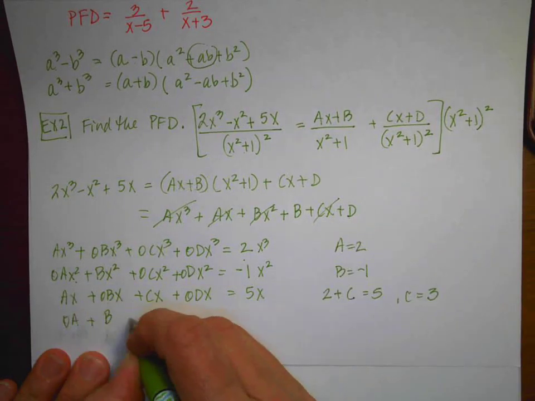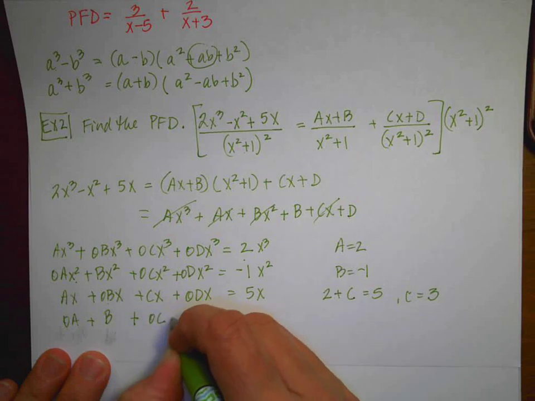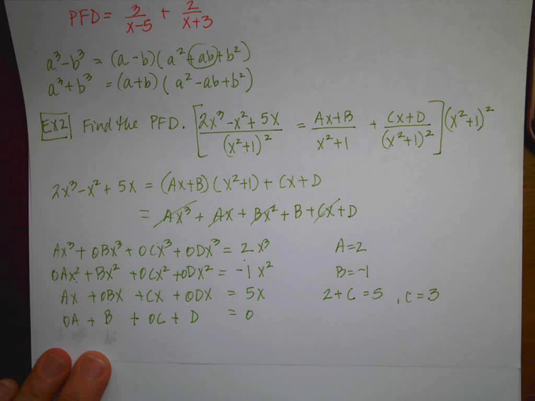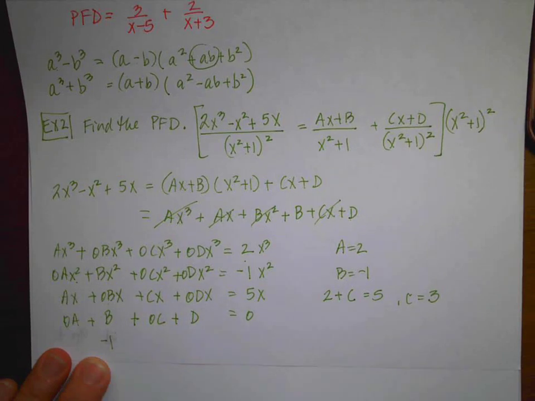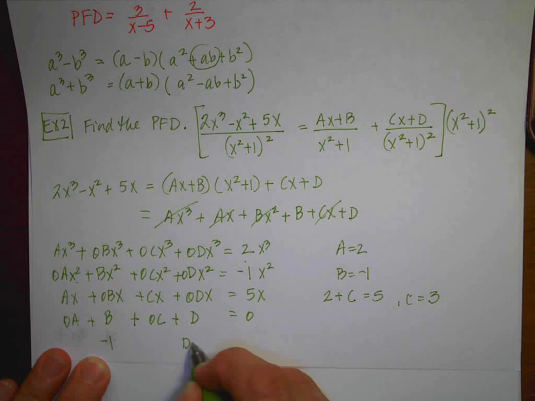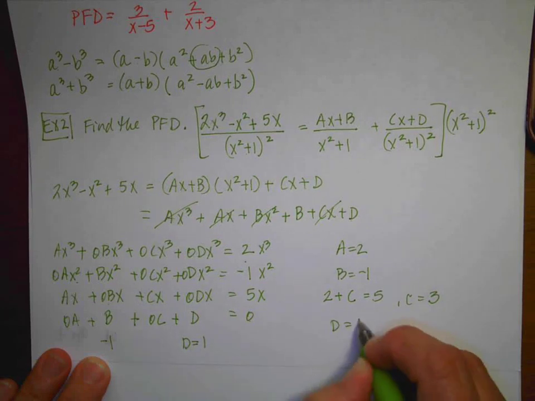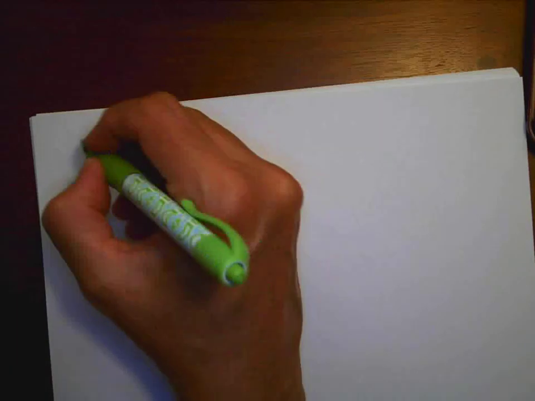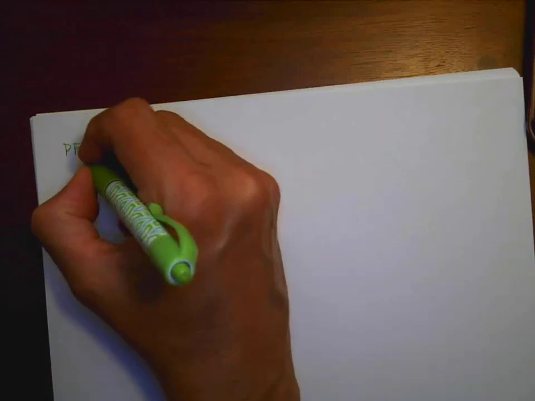All right, and then our last equation is going to be our constant. I don't have an a, I have a b, I don't have a c, and I have a d, and that equals 0. Well, I know that b is a -1, and that means that d has to be a +1 to get 0, so then I can just write d is equal to 1. So then I'm virtually done. Alrighty? And I'm out of room, so let me go to the next page and write your PFD.